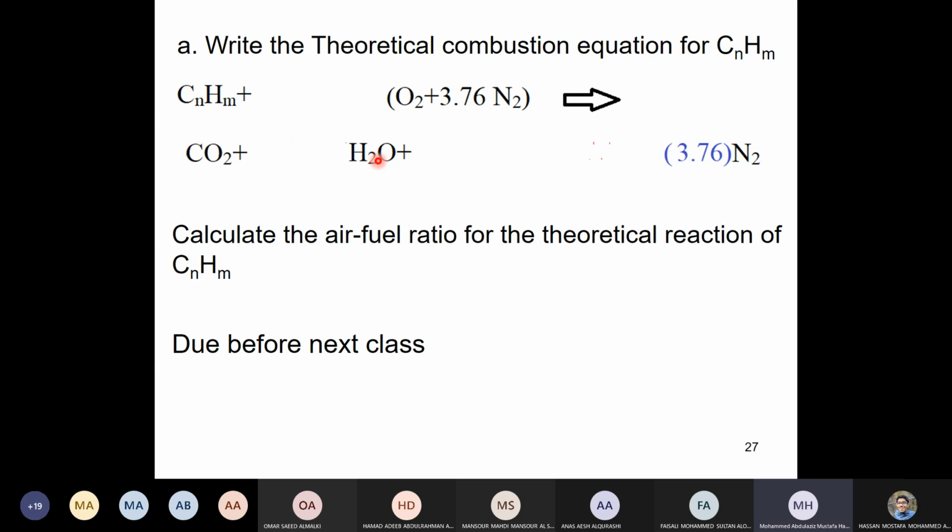How many moles of oxygen now? I have N here, M over 2 here. So what's the value here? N plus M over 2. N moles of O2. But here I have M over 2 atoms. So how many moles? N plus M.